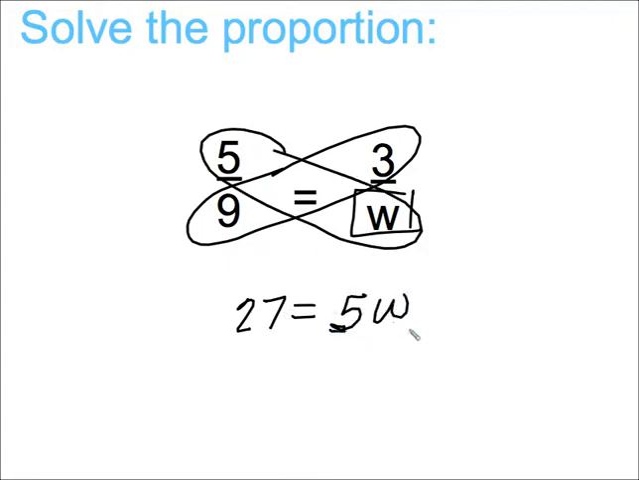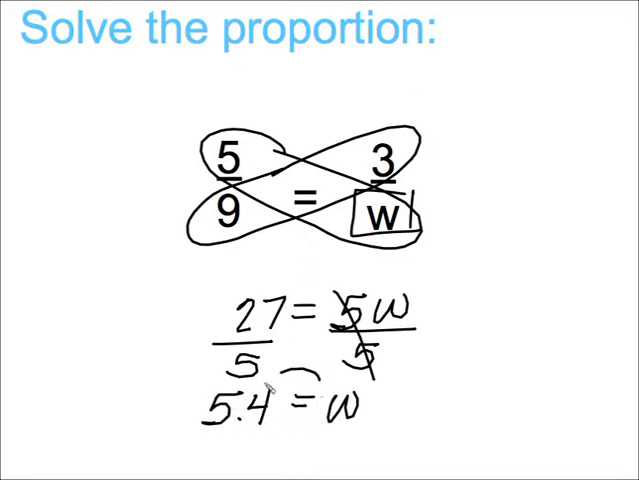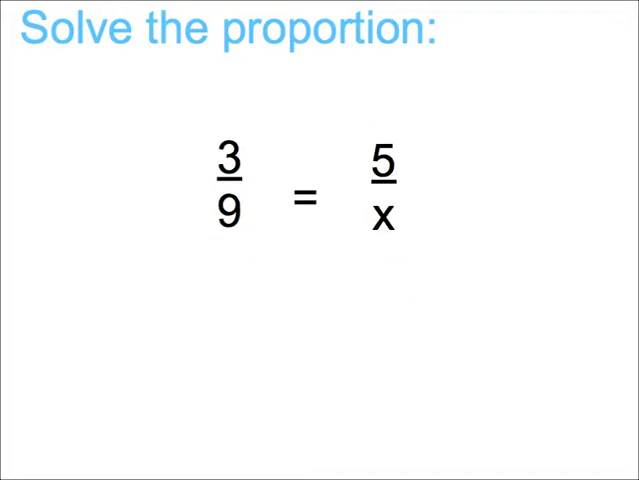Now this turns out to be a really ugly number. We divide both sides by 5 and we actually end up with 27 divided by 5 is an ugly 5.4. Okay, so 5.4 is what we're looking for. So when we cross multiply and then we have to solve our equation, I know that you've seen that before. Let's try one more.